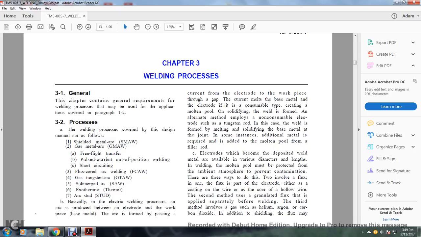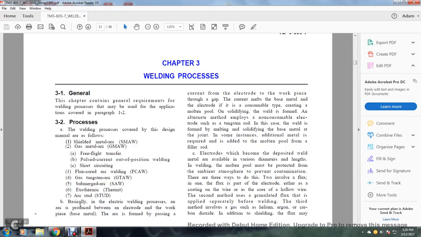Free flight transfer, pulse current, out of position welding, short circuiting, flux core arc welding, FCAW, gas tungsten arc welding, GTAW, submerged arc, SAW, and exothermic thermit, and arc stud.